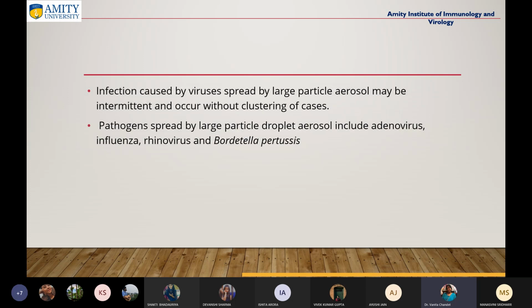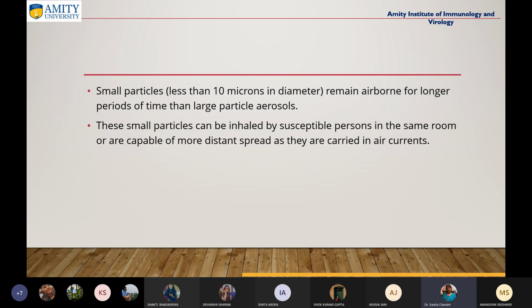Infections caused by viruses spread by large particles may be intermittent and occur without clustering of cases. Pathogens spread by large droplets include adenoviruses, influenza, rhinoviruses, etc. They can be spread by this method.